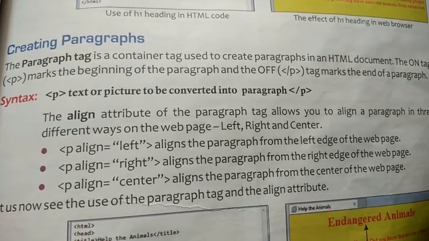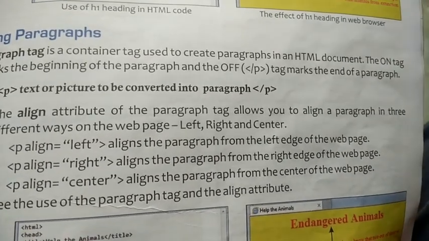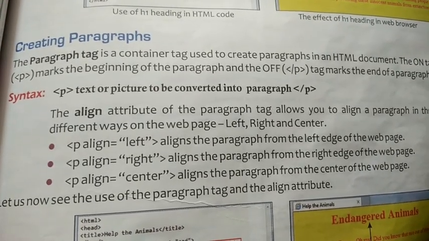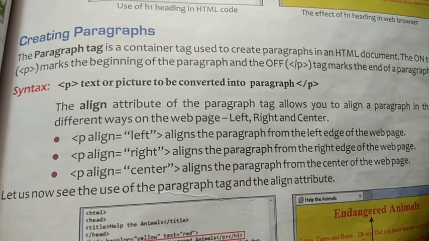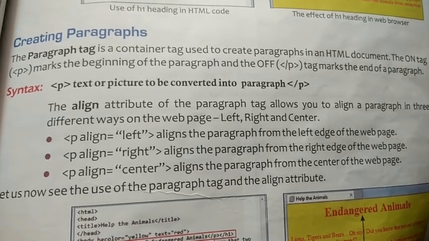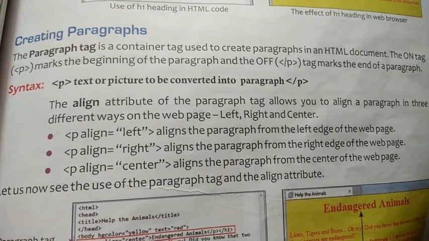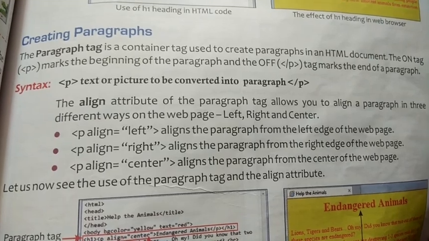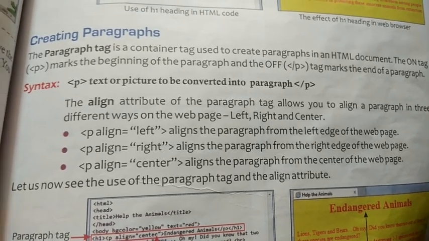The align attribute of the paragraph tag allows you to align a paragraph in 3 different ways on the web page: left, right and center. So p align left aligns the paragraph from the left edge of the web page. P align right aligns the paragraph from the right edge of the web page. Same as it is, p align center aligns the paragraph from the center of the web page.